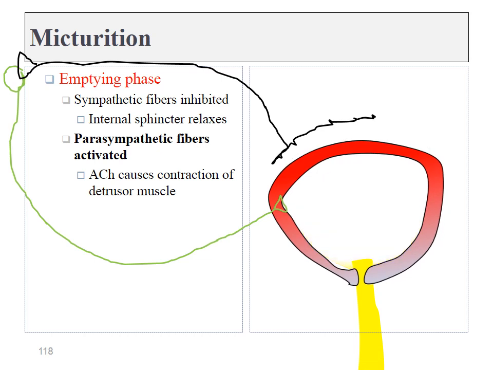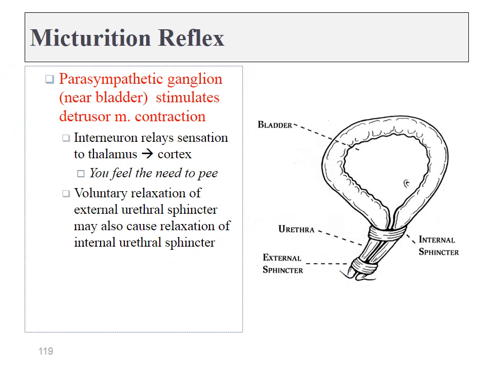Luckily, this is not going to lead to urination yet. Otherwise, you would urinate every time your bladder reached the 1 liter mark. Instead, we're going to wait until we're ready. We can do that because we also have an external urethral sphincter, here lower down on the urethra. This muscle is under the control of the somatic nervous system, meaning we have conscious control over it.